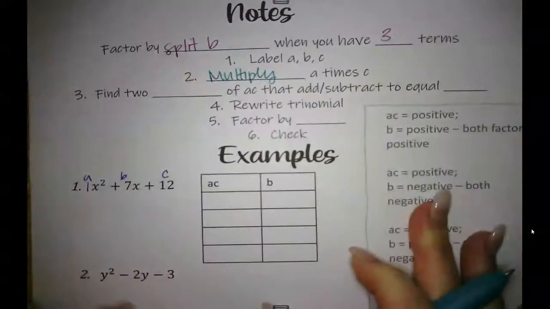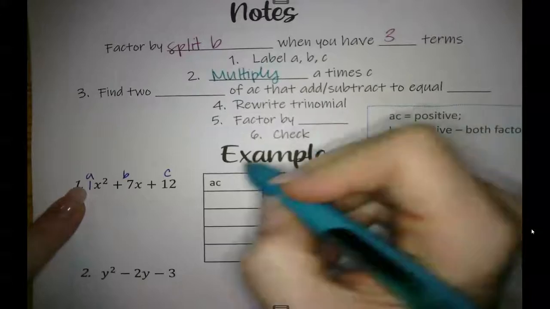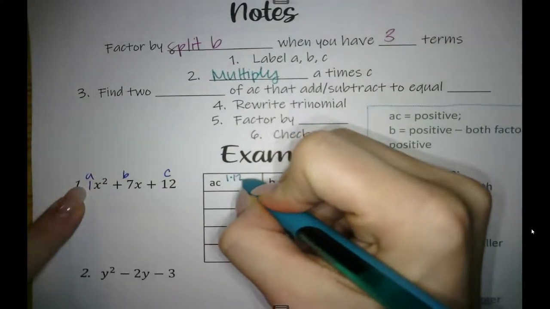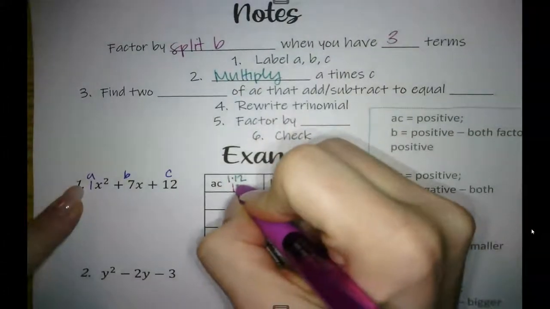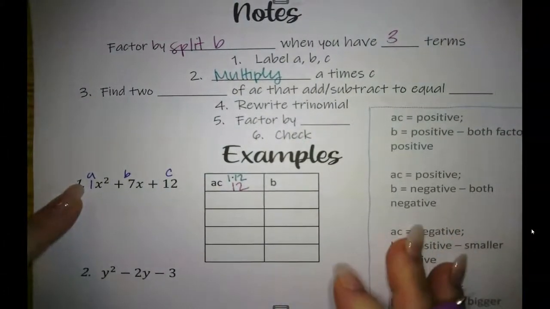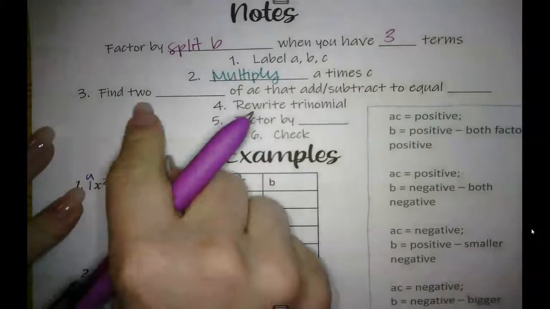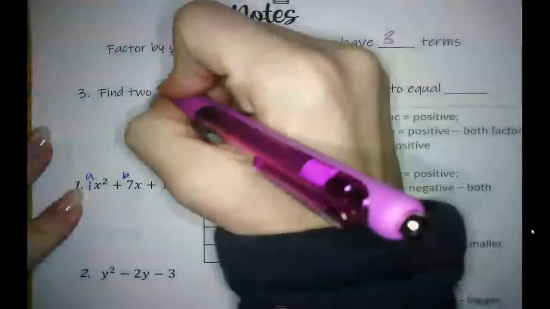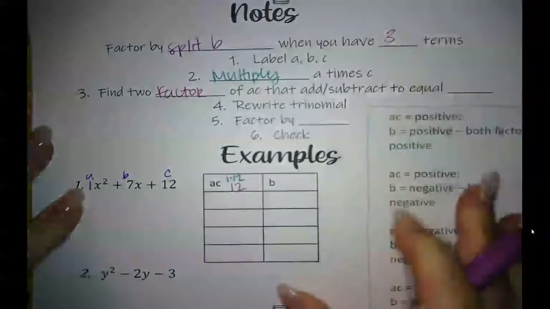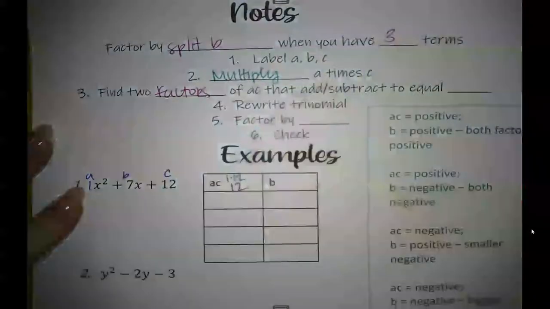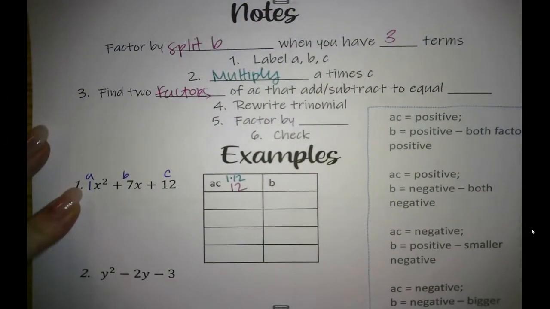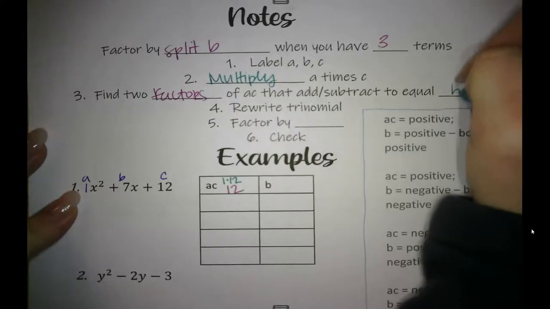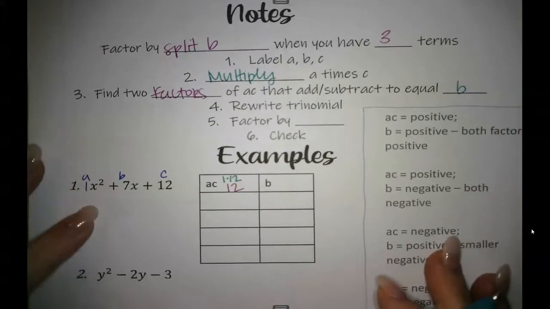So that's what I have this box for. A is 1 and C is 12, so 1 times 12 is 12. Next step is we want to find two factors of AC that add or subtract to equal B. All right, let's look at what that means.